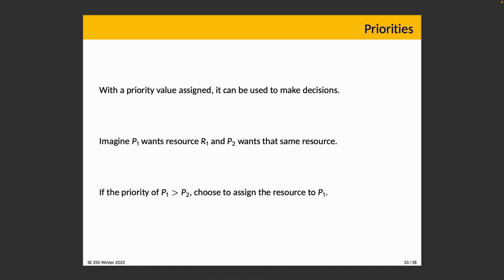Now, with a priority value assigned, it can be used to make certain decisions. If process P1 wants a resource R1 and P2 wants that same resource, where the priority of P1 is greater than that of P2, we can choose to assign the resource to P1, and that respects the priority, if you will. This might come into play as an example when two threads are waiting on a semaphore. If process P3 posts on the semaphore, the resource of that signal may be sent to the higher priority process P1, allowing it to proceed first. And again, out of the way peasants, a high priority thread is coming through.